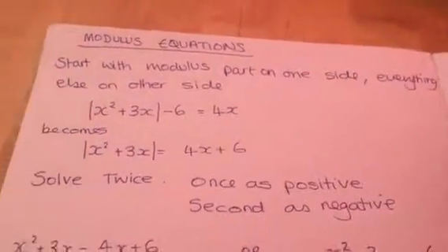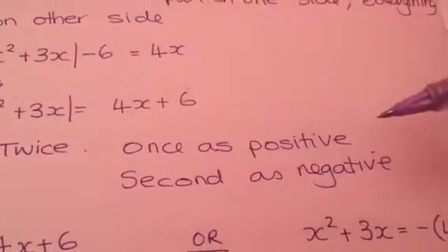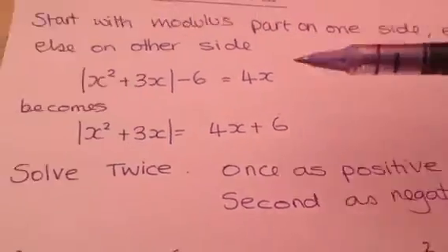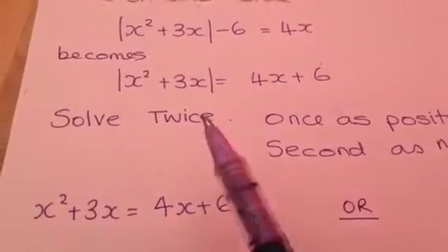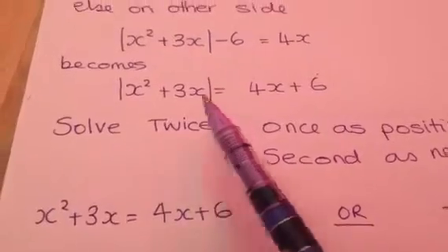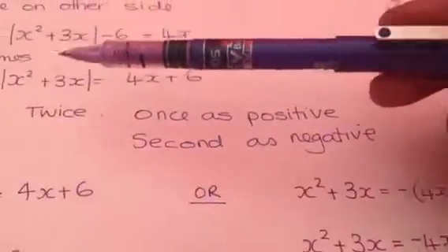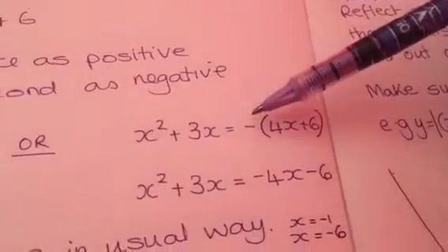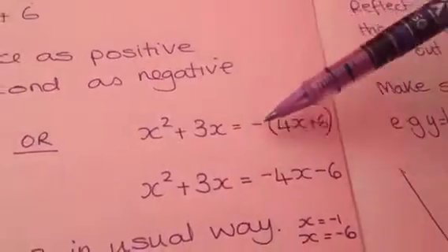And now what you do is you solve the equation twice. Once treating it as a positive and the second time treating it as a negative. So first of all, I just write out x cubed plus 3x equals 4x plus 6, ignoring the modulus sign. Or on the other half of the page, same equation, but this time with a negative. The negative can be on this side or it can be on this side.